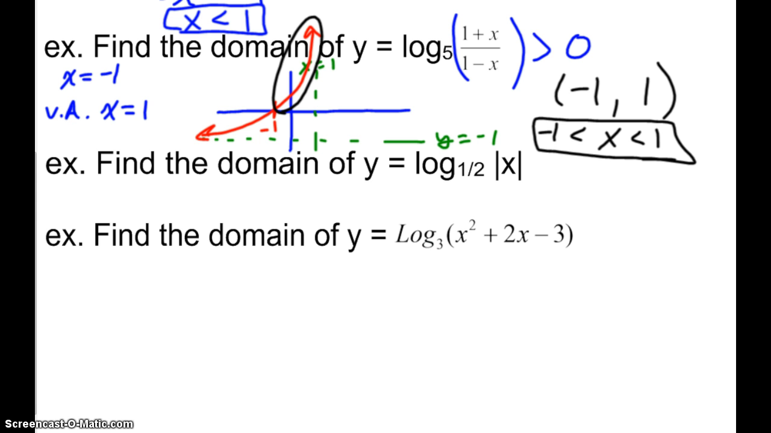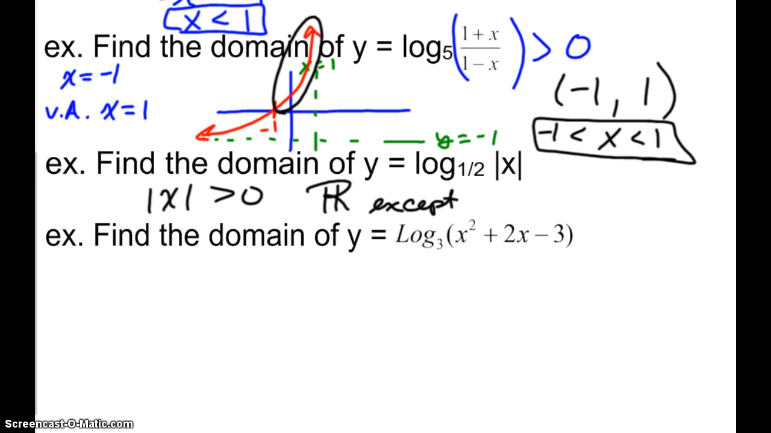For the second one, if we look at the absolute value of x having to be greater than 0, well, obviously the absolute value means the distance from 0. The distance from 0 is all real numbers, so any number you pick there is going to be greater than 0, so it'd be all real numbers except 0.